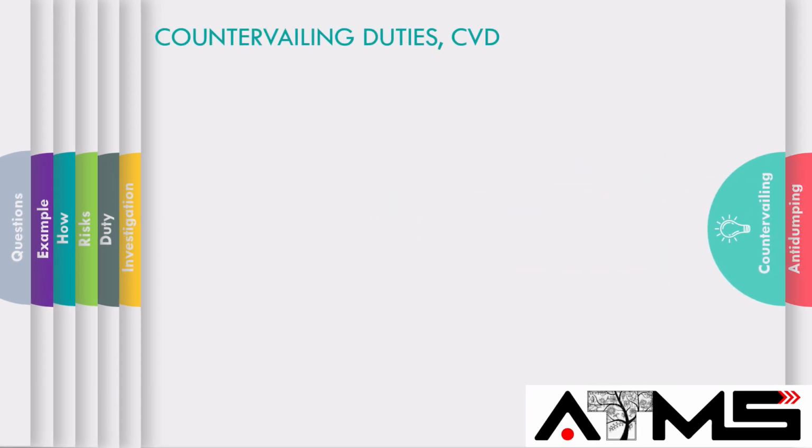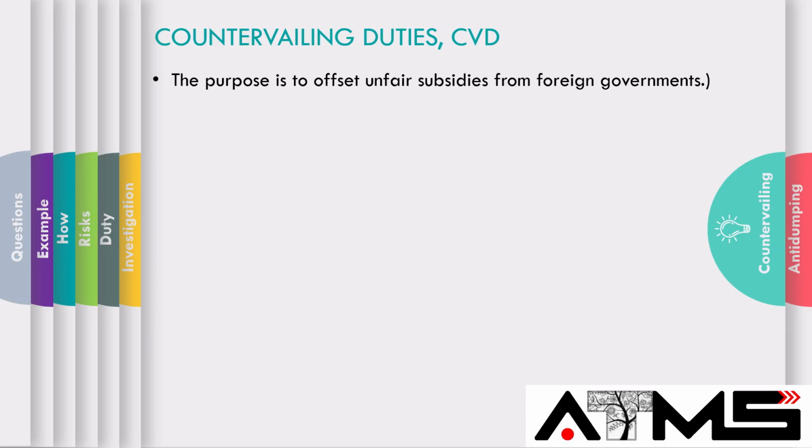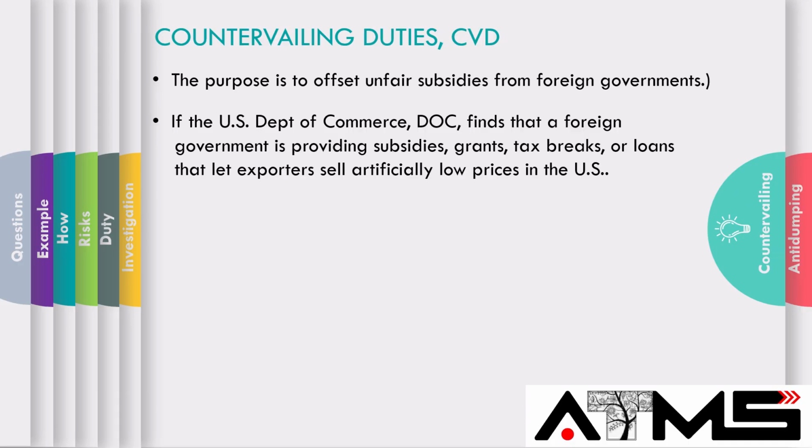By contrast, countervailing duty, or CVD, is imposed to offset unfair competition caused by foreign government subsidies. The U.S. uses this duty to bring prices back into balance. If the Department of Commerce finds that a foreign government is providing subsidies, tax breaks, or preferential loans to its industry, lowering export prices artificially, CVD may be imposed.